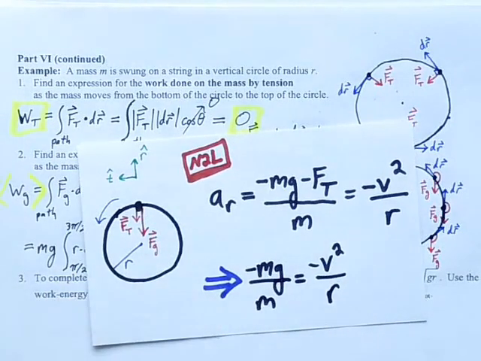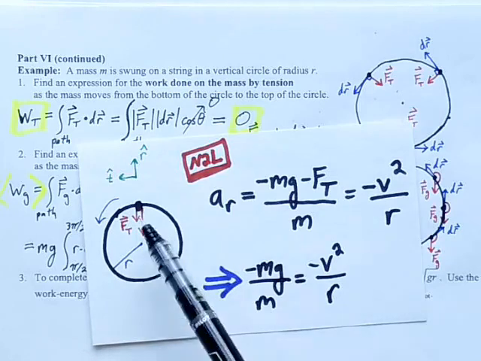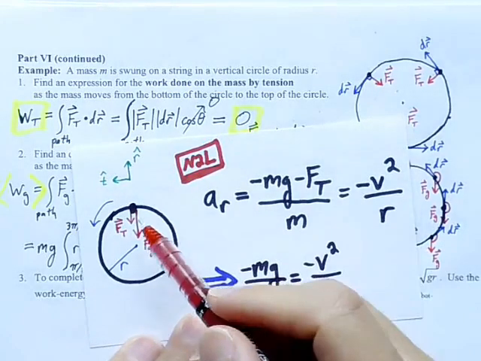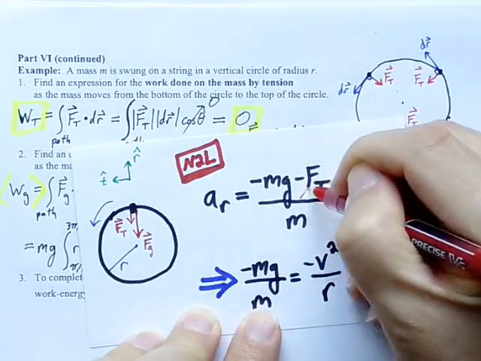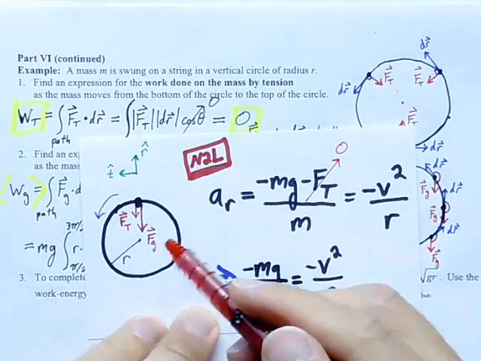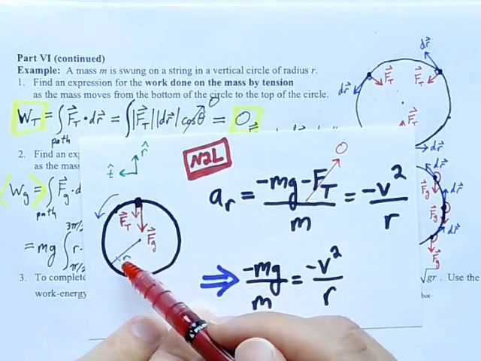And the condition is that if we want the string to still be taut, if we want it to not be slack, then we look at the moment when it just barely becomes slack, and that is when our tension goes to 0. Let the tension vanish. That's the string going slack, so the mass is about to fall off the circular path.